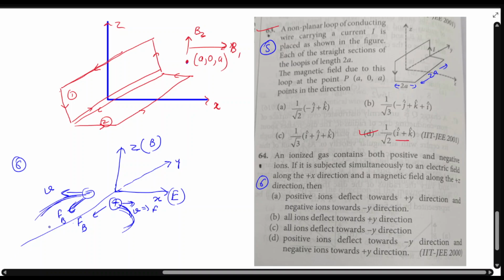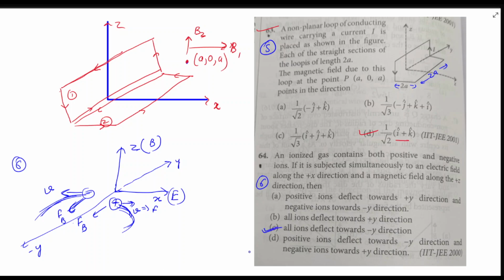Okay. So both positive and negative are deflecting towards minus y, right? So which option is correct? All ions deflect towards minus y. Yes, this is correct. C option is right. Okay, let's move on to our seventh question.